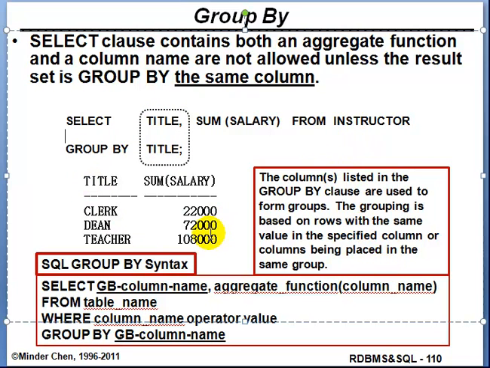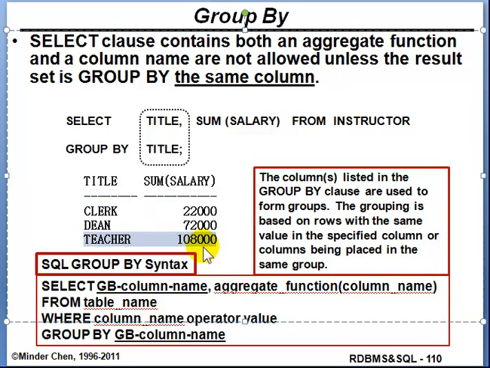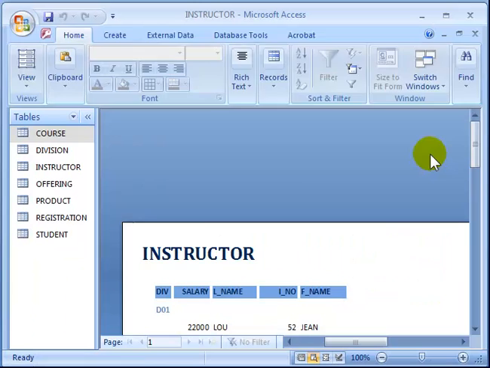The result here means, for instance, the total salary for all the teachers is $108,000, and for all the deans is $72,000, etc. The following is a general syntax for the group by clause in conjunction with the select statement. So the column name selected here has to be used in the group by clause to make it work. Okay. So let's see how we can do this in Access.